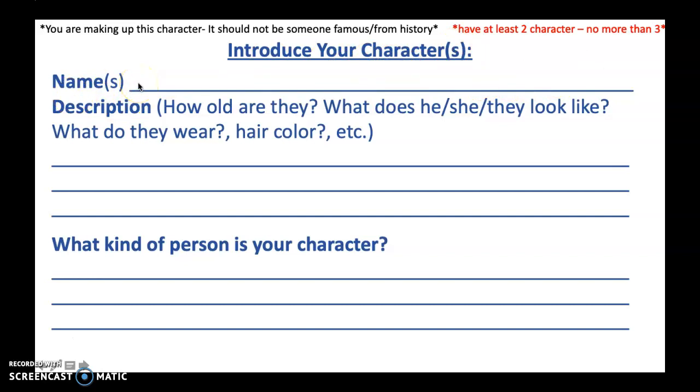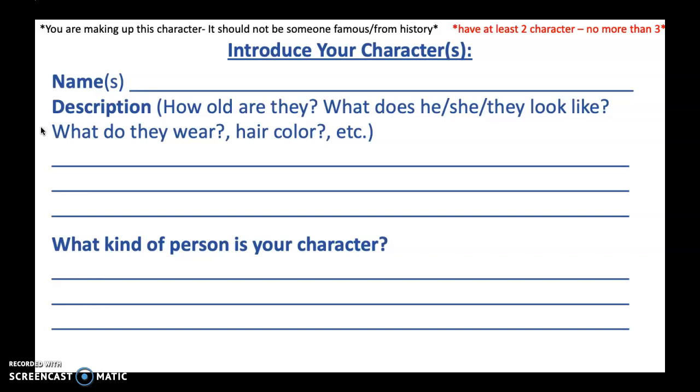So, if I was working on my own story, I would say Johnny and Susie. So, is it enough to just say Johnny and Susie? No, you have to add a description of your character. How old are they? What do they look like? What are they wearing? What's their hair color? So, Johnny and Susie. Johnny is a 9-year-old boy. He is a tall boy with brown hair and blue eyes. He likes to wear his favorite pair of ripped jeans and a blue t-shirt with a baseball cap.